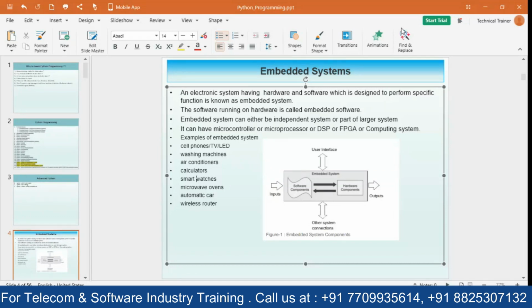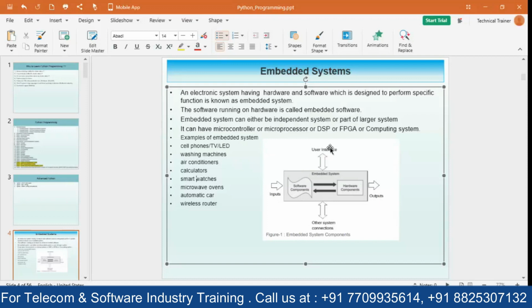Now we get the basics of why we need to learn this. It should have some hardware, some software, and obviously some input and output. This is the basic embedded system. Take a calculator, for example. In a calculator, what is the input? 2 plus 2. You write it using the software and some hardware, and it gives the output: 2 plus 2 is 4, right?